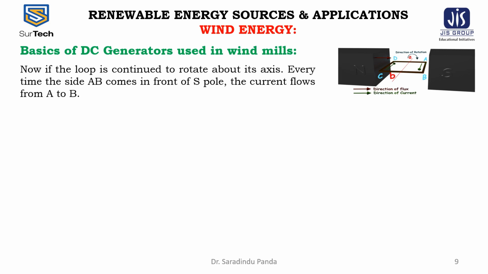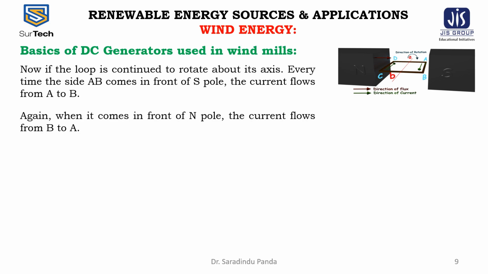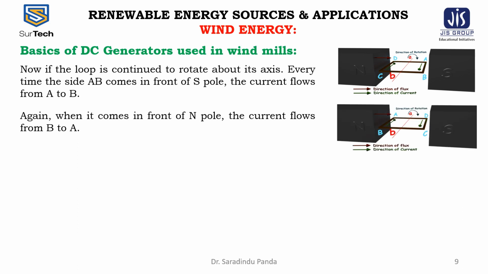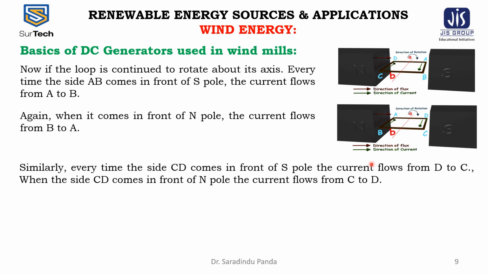Now, if the loop continues to rotate about its axis, every time the side AB comes in front of the S pole, the current flows from A to B. Again, when it comes in front of the North Pole, the current flows from B to A as shown in the figure. Similarly, every time the side CD comes in front of the S pole, the current flows from D to C. When the side CD comes in front of the N pole, the current flows from C to D as shown in the figure.